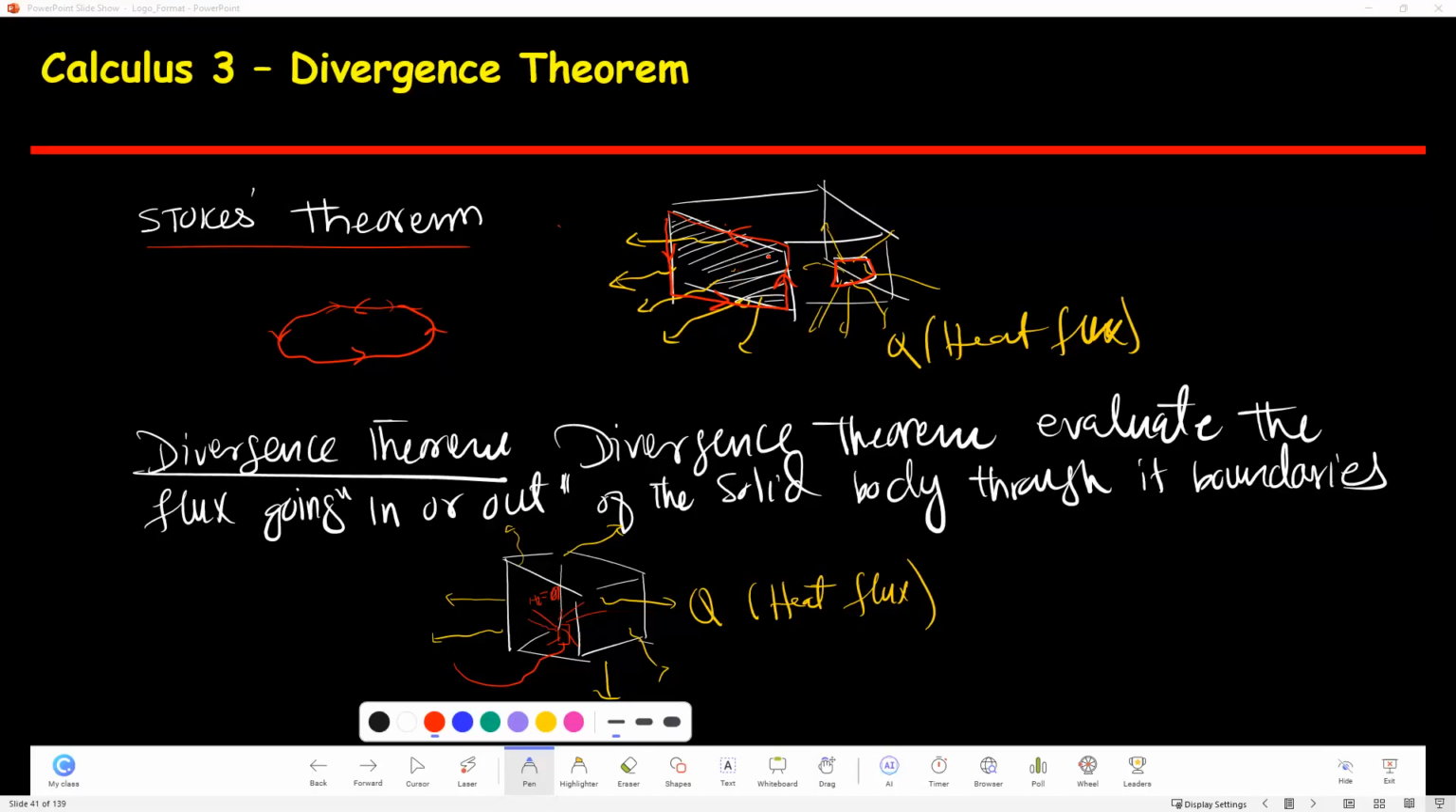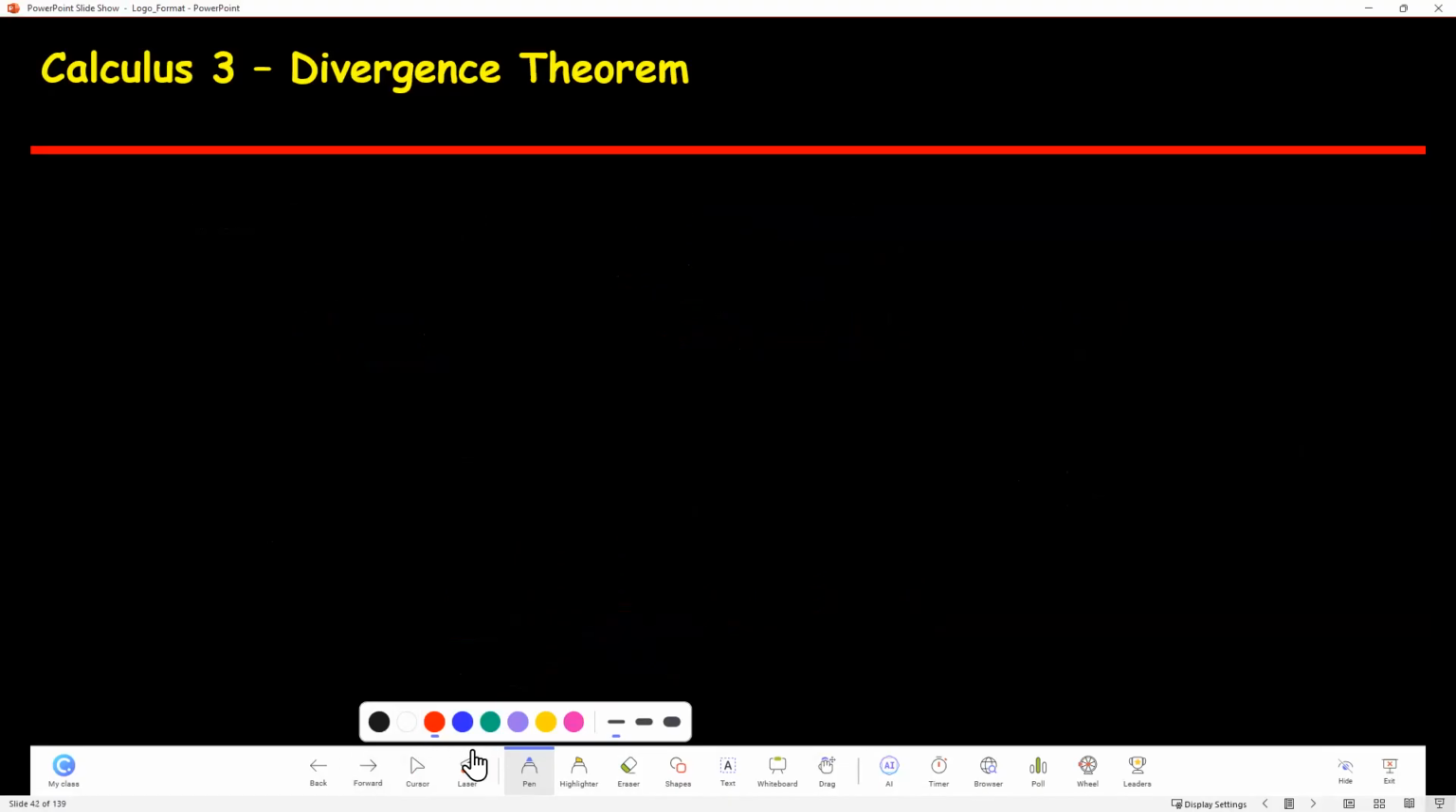For example, in summer, outside is hot, and you want to keep your room or home cool, so you turn on the air conditioner and it keeps the temperature low in the house. And the heat from the outside is going into the system. That is why this red color orientation is very important in Stokes theorem. We're going to talk about that when we get to Stokes theorem, but that's the major difference between the two. Okay, let's talk about some mathematical implications of the divergence theorem.